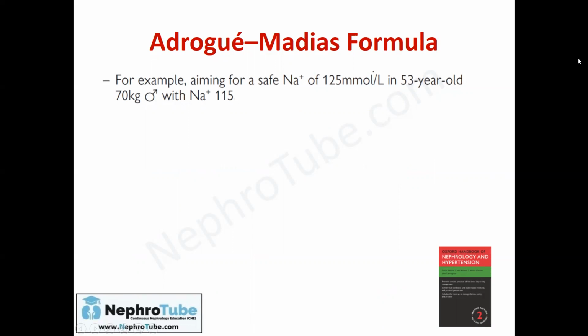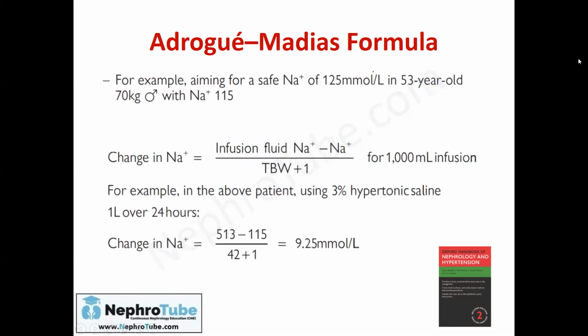For example, and by the way, the target for correction of sodium is 125 millimole per liter. This is your target while correcting hyponatremia. For example, if we have a patient and we are aiming for a safe sodium of 125, the patient is 53 years old, 70 kilograms, male, and his sodium is 115. We want to correct his sodium to 125. If you substitute in this equation, we will find finally that 1 liter of 3% hypertonic saline will increase the sodium of the patient by 9.25 millimole per liter.